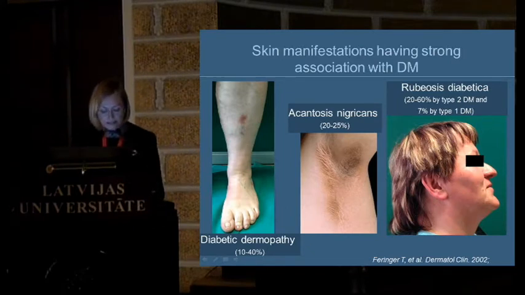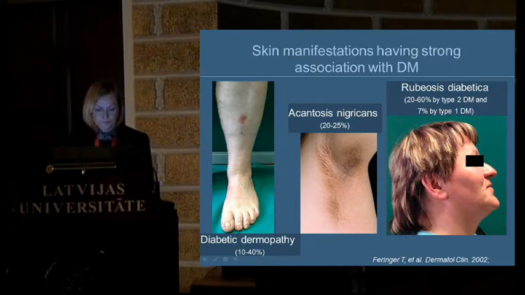Acanthosis nigricans has been established as a skin marker of diabetes and is usually seen in situations of insulin resistance, such as type 2 diabetes or obesity.